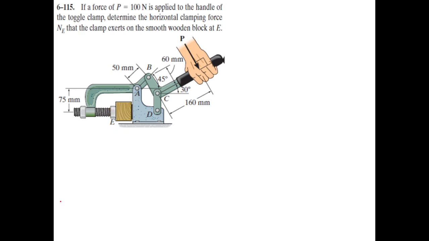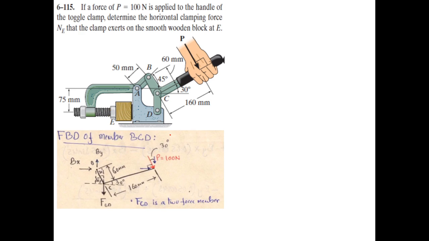Let's move on further. So we see that in this machine structure we have no known load except the load applied at the handle at point P, which is 100 Newton, and so we cannot directly start our analysis by considering this part of the machine, that is BAE. We cannot start our analysis from this portion, this part.